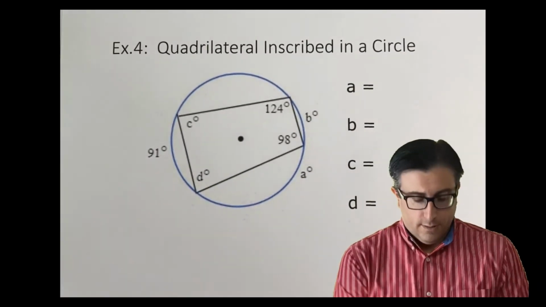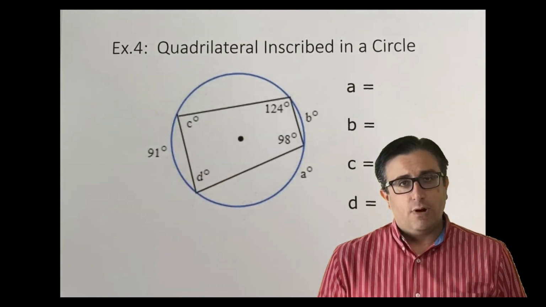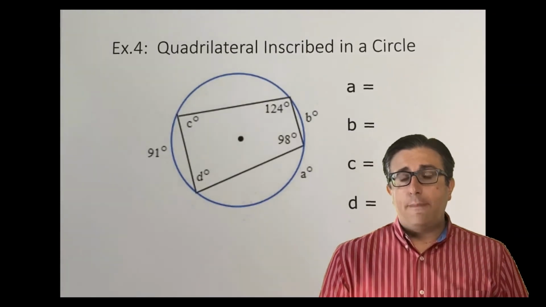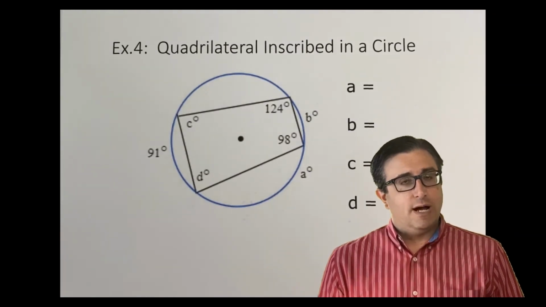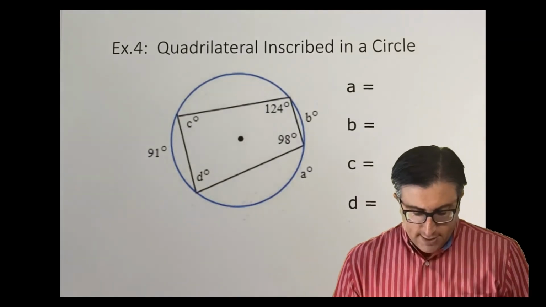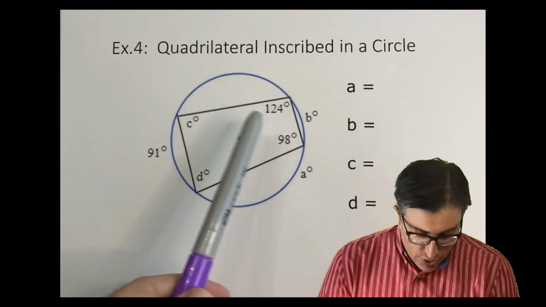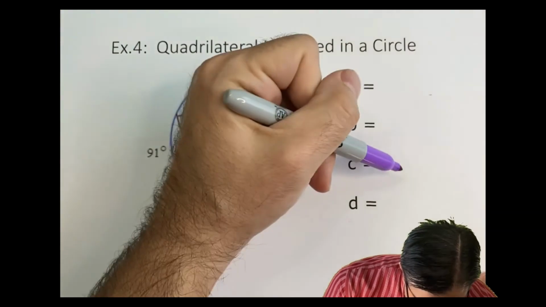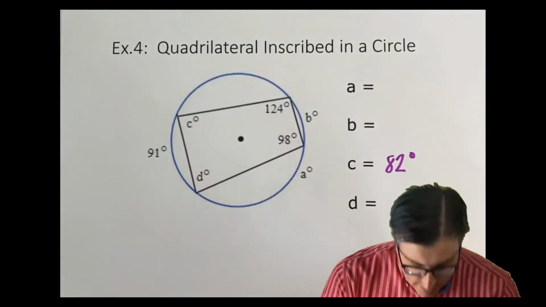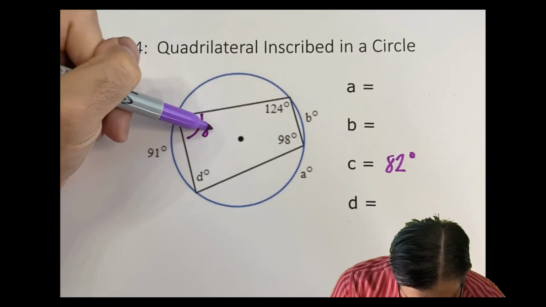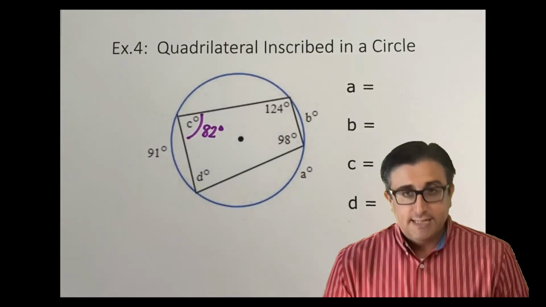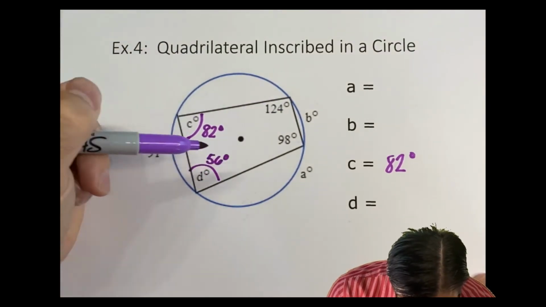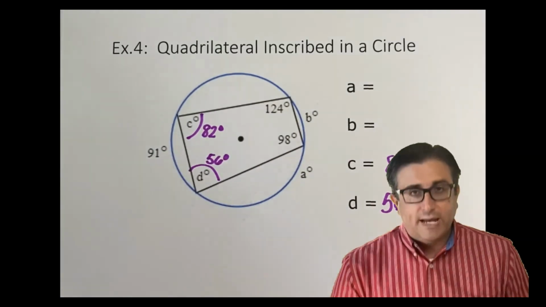So example 4 has a quadrilateral inscribed within a circle. Remembering the corollaries from our notes, a quadrilateral has opposite angles that are supplementary when it's inscribed within a circle. So that helps us find C and D. So if C is opposite from 98, the supplement to 98 is 82 degrees. So that gives us C, 82 degrees. D is opposite from 124, and the supplement to 124 is 56 degrees.